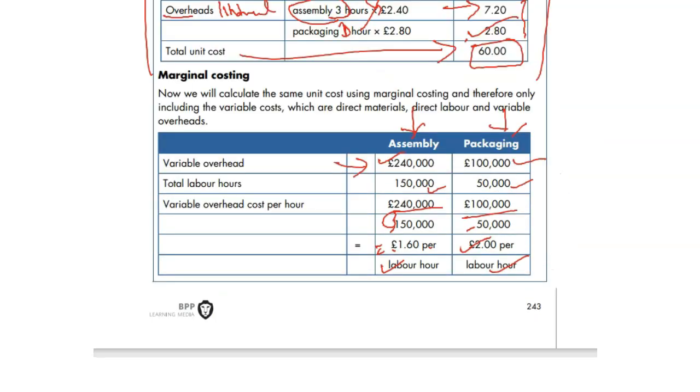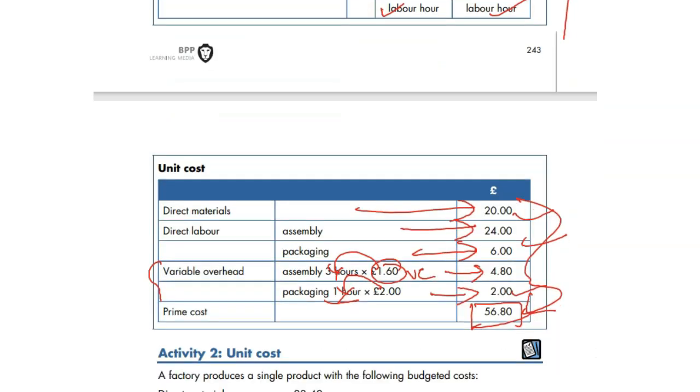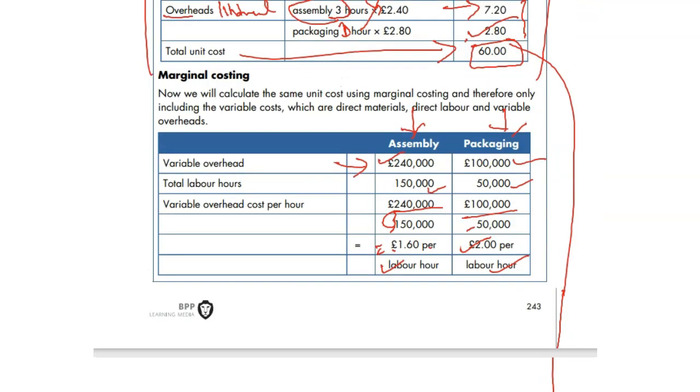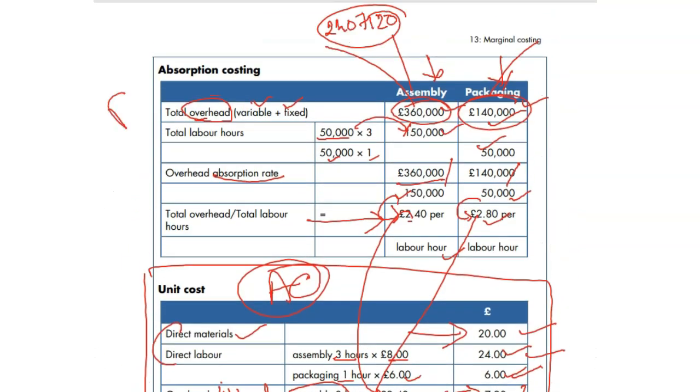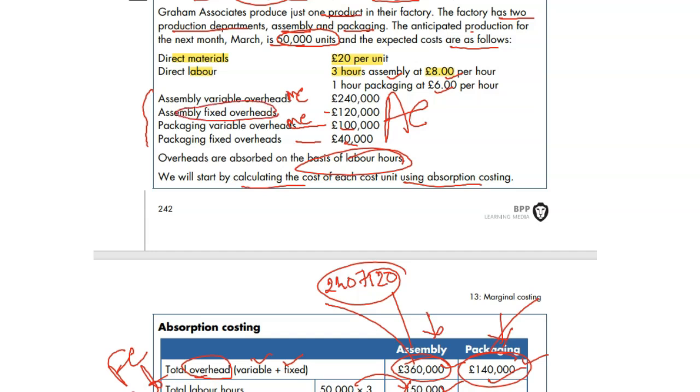Can you see there's a difference? It's £60 here, and 56.8 there. Why? Because fixed cost is not included. Fixed cost is treated as a period cost under marginal costing. Over the period we show it, but we don't include it in the cost per unit. But in absorption costing, fixed cost is treated as product cost: the assembly fixed overhead and the packaging fixed overhead.